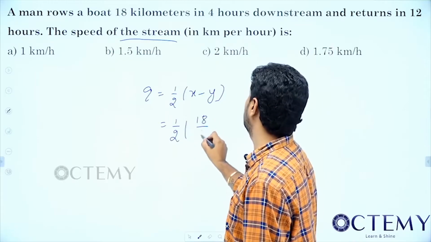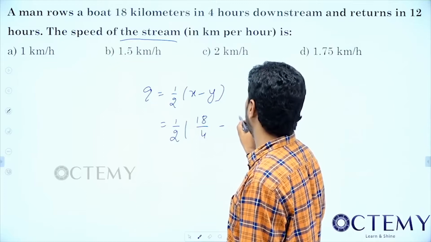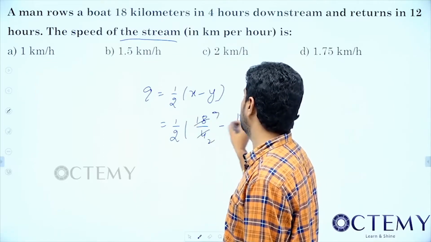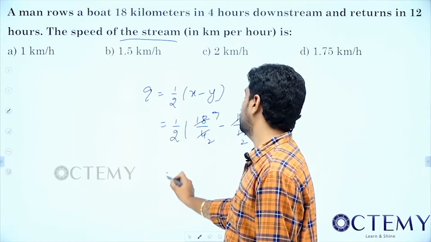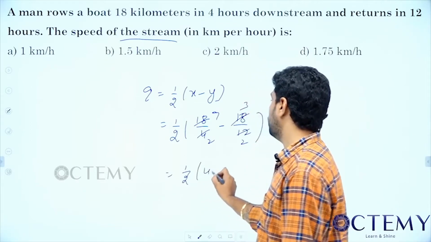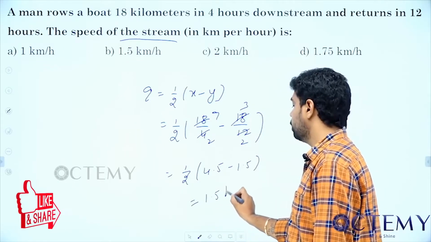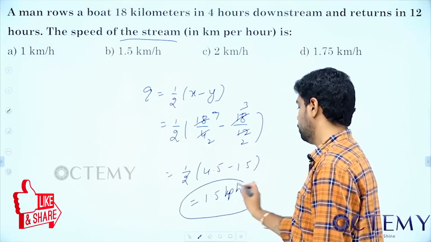So this is half into 18 by 4 minus 18 by 12. So this is 2s and 9s, this is 3s and 2s. So this is half into 4.5 minus 1.5. So the answer will be 1.5 kilometers per hour. That's it.